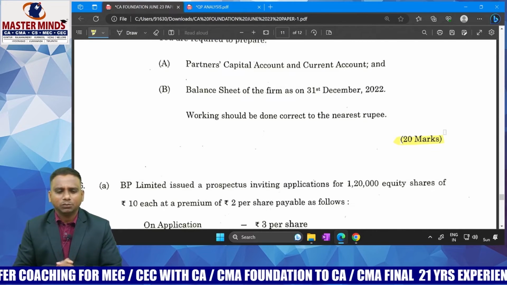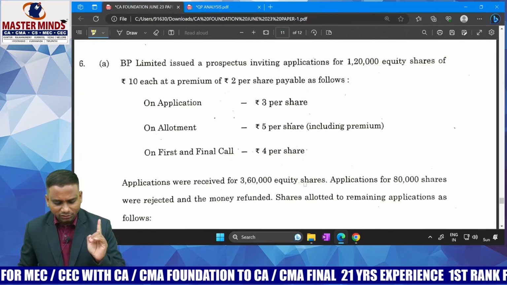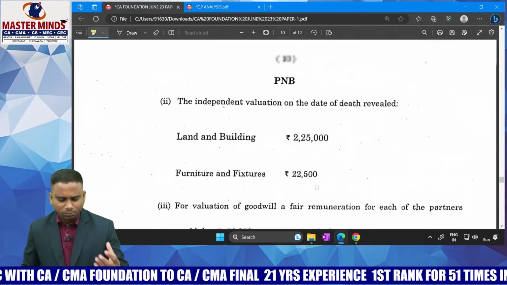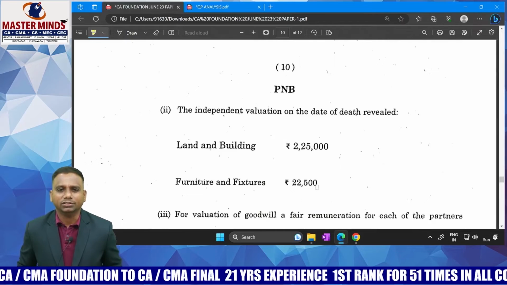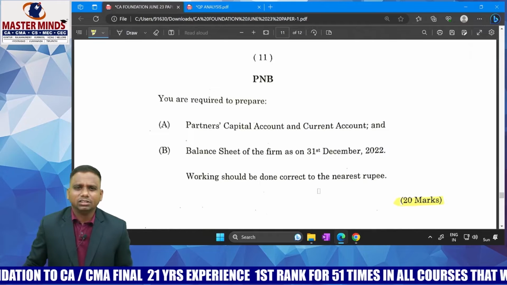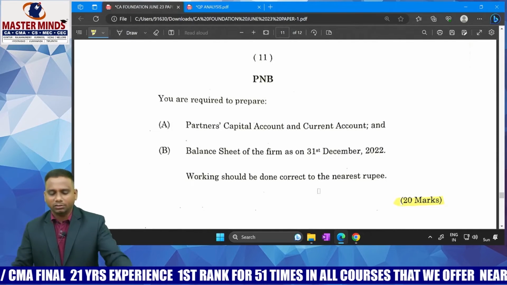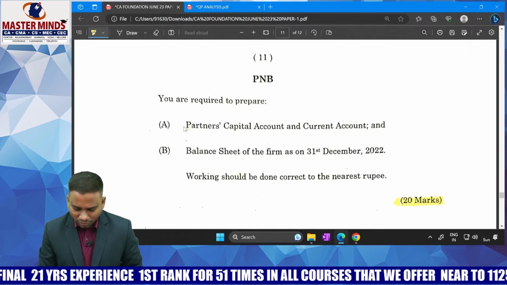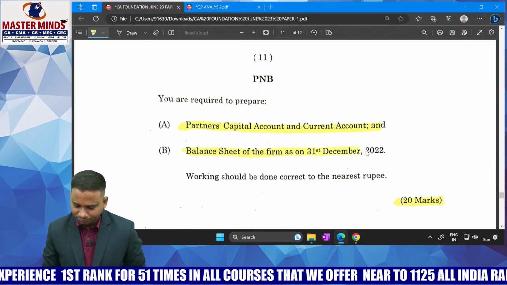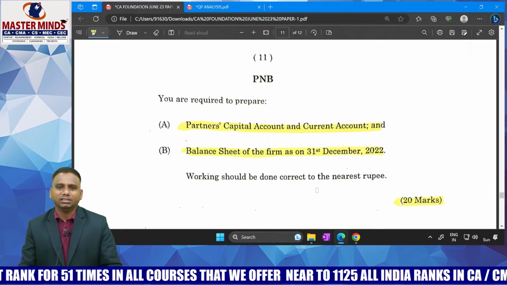As per my knowledge, if you took this question as a choice, and if you are thorough with NPO and company accounts, then you may leave it. I hope somebody left this question as a choice. Yes or no? And this question is on the concept of death of a partner. Look at what the requirement is: partners' capital and current accounts and balance sheet. The requirement is simple. Partners' capital and current accounts and balance sheet.